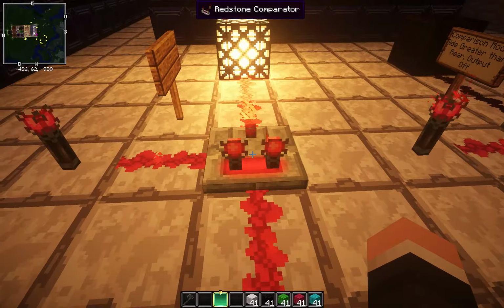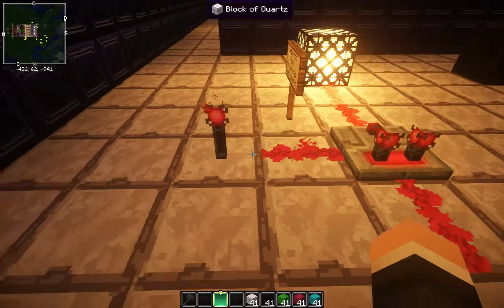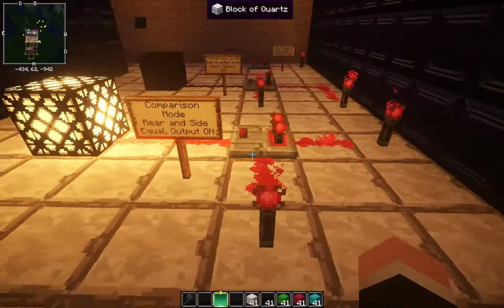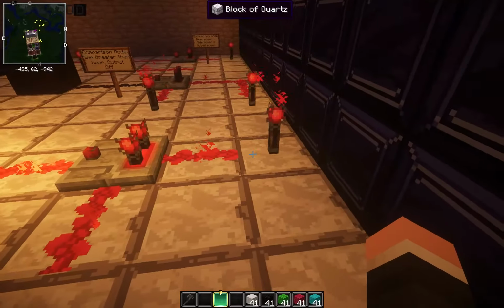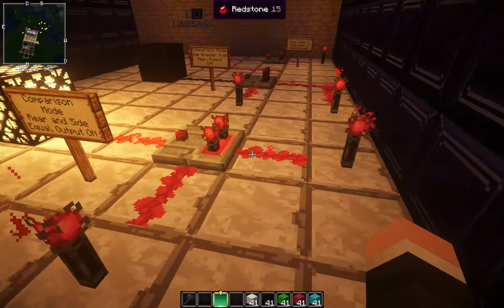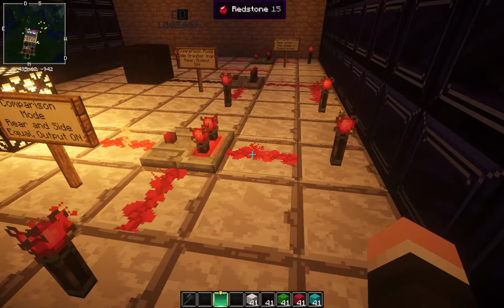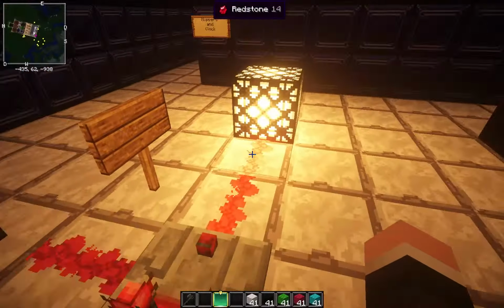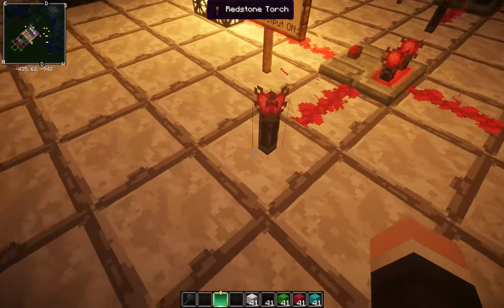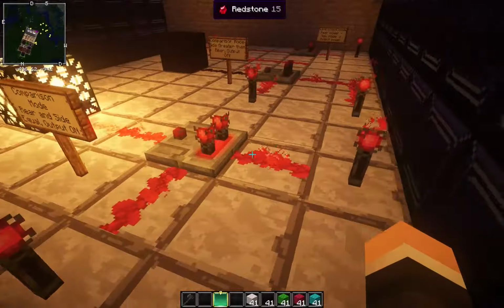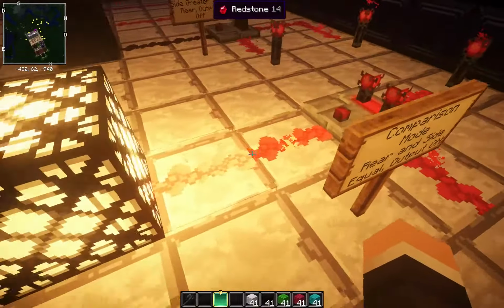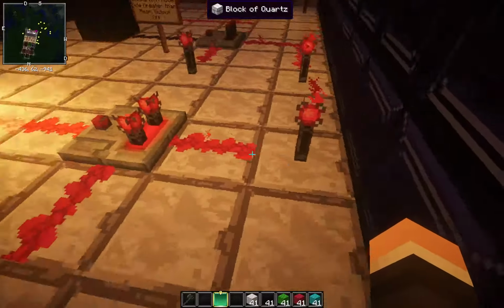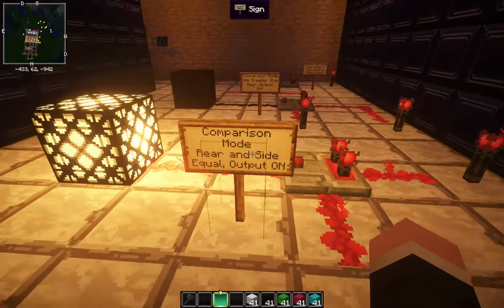basically the rear input coming from something is being compared to a side input. And you can actually have two inputs going into the side. And what it's going to do is that if the rear input is a greater value of power than the side inputs, then it will be on. It'll put power out from here. If the side input is a greater power level than the rear, it turns off the output. And that can be either of the side inputs. If either one of those is greater than the rear input, then the comparator will turn off.